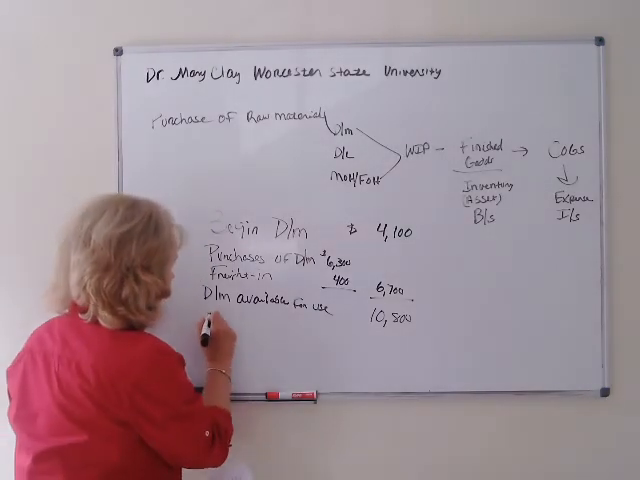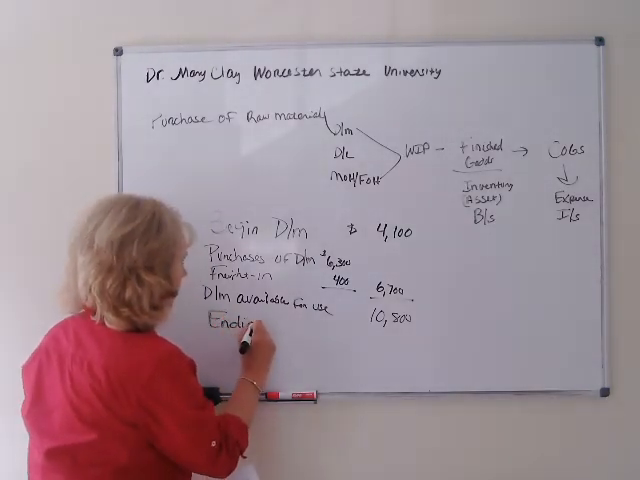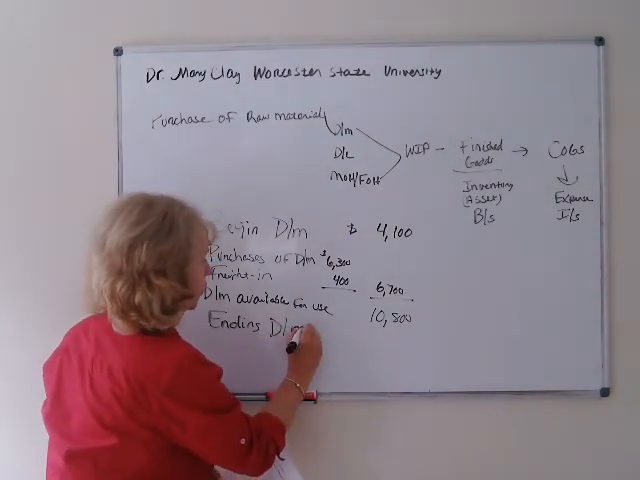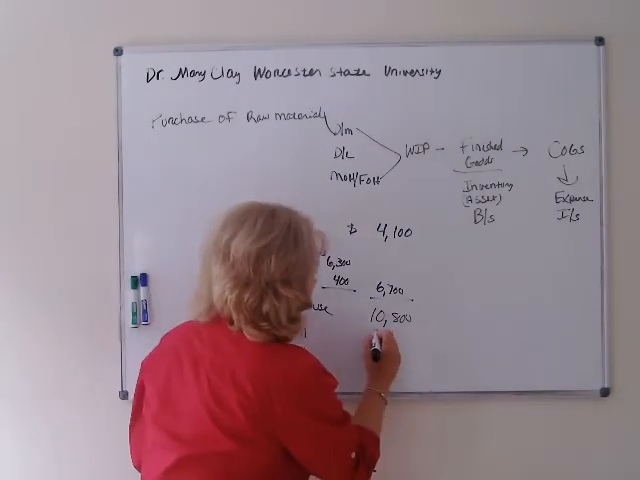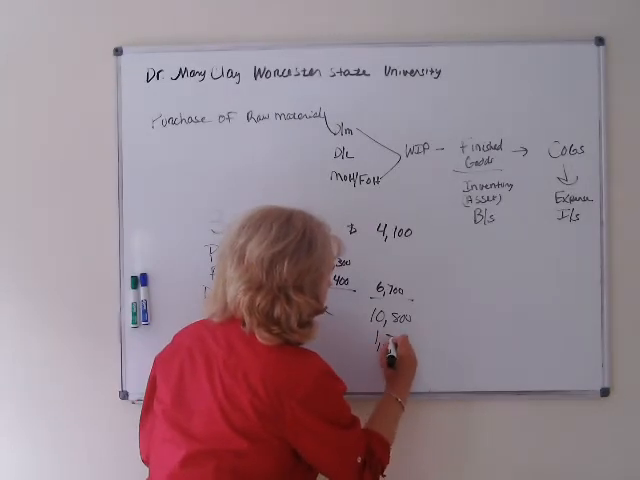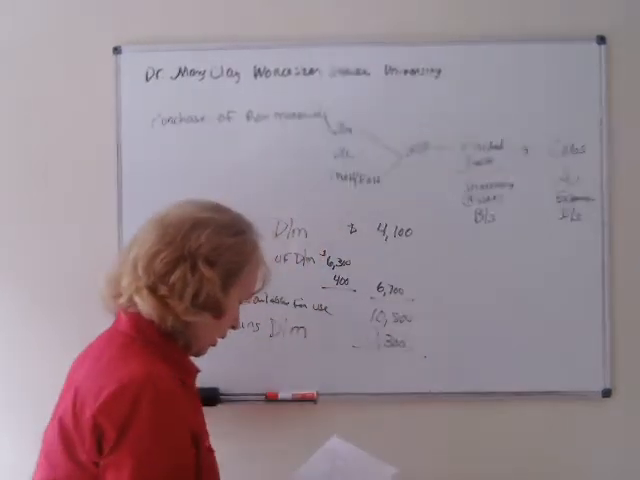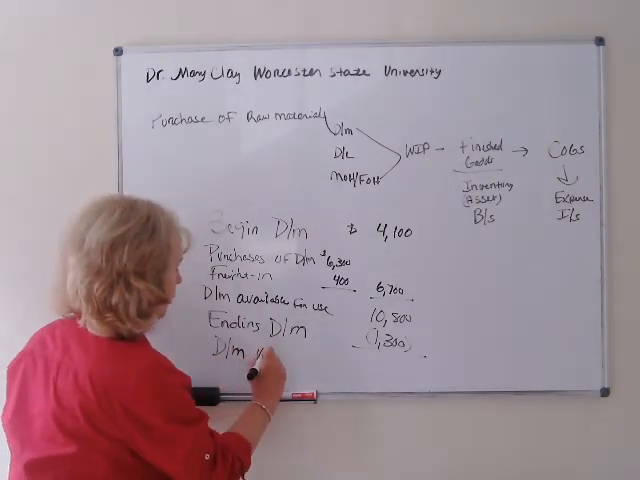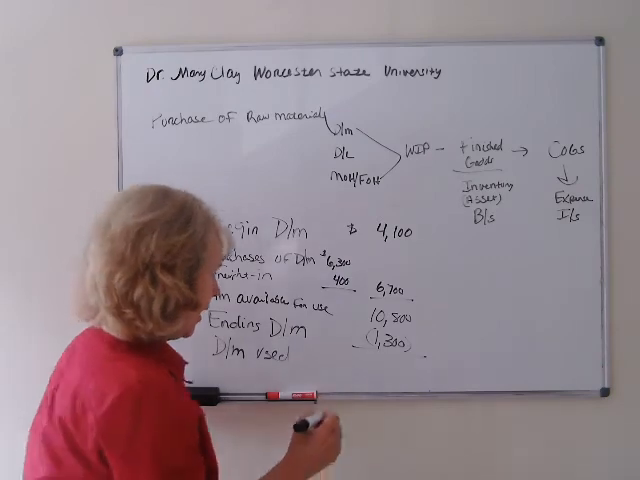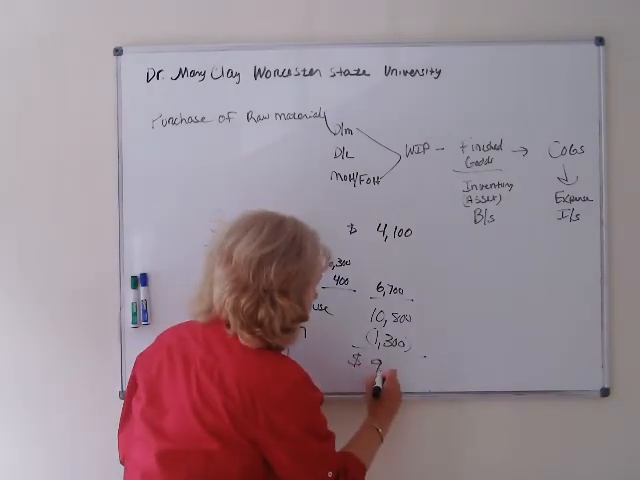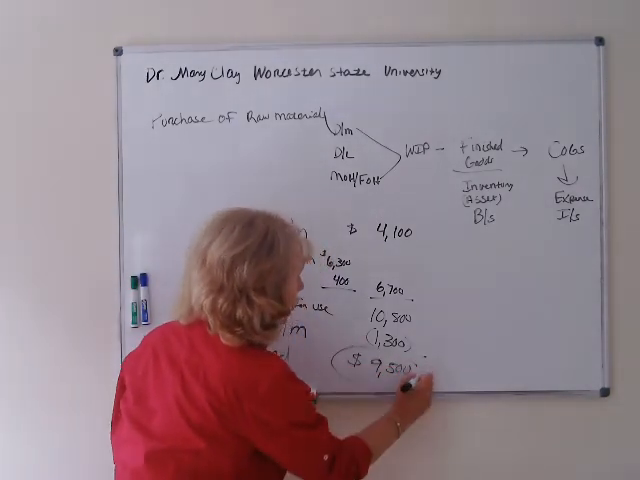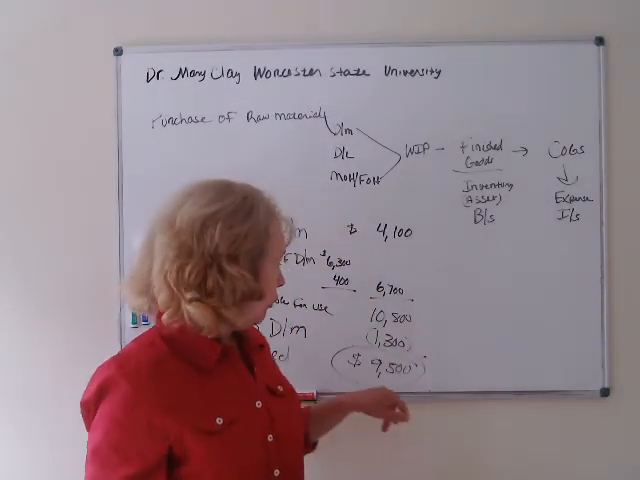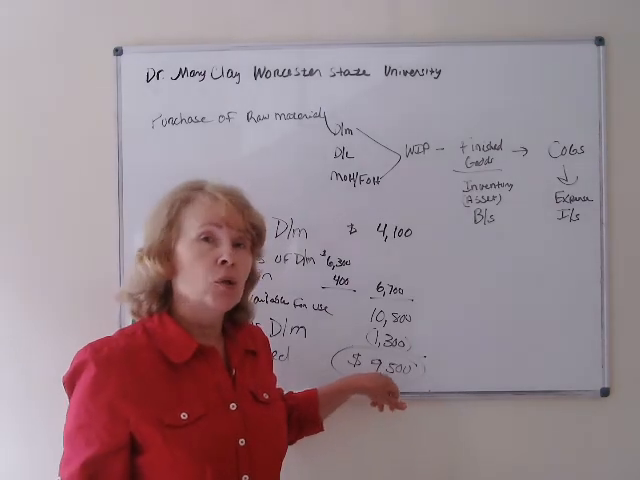Then you have ending direct materials, and you will subtract that. Remember, you will always subtract the ending in the schedules. And finally, you come to direct materials used, and that is 9,500. Okay, so when you do your cost of goods manufactured, remember your direct materials used, that's your number.